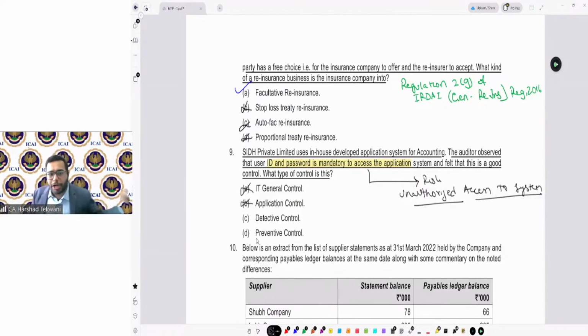But till the time you do not enter the ID password, you will not have access, and it prevents unauthorized access rather than detecting unauthorized access. Hence, C is not the correct option. The correct option is D, because it is preventing the unauthorized access rather than detecting. So that's why it's not a detective control, it's a preventive control.